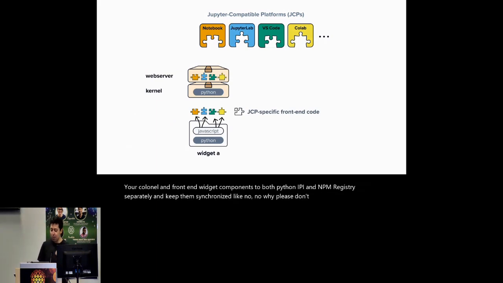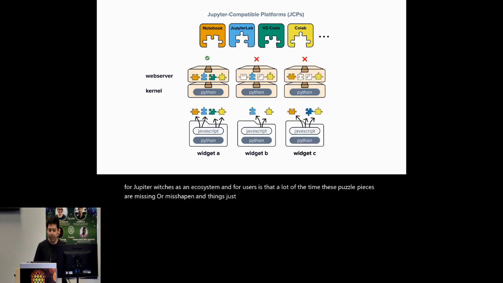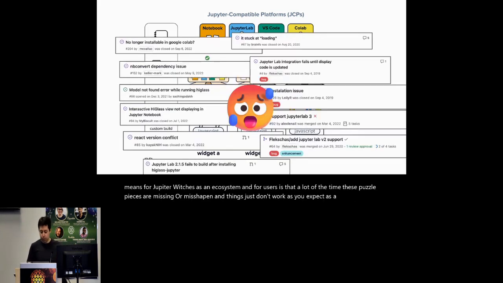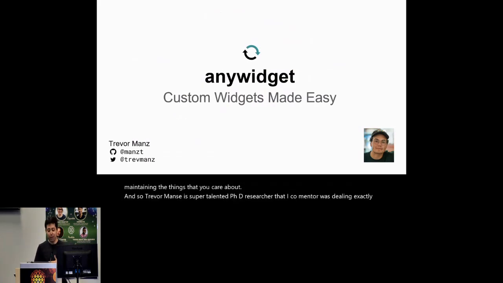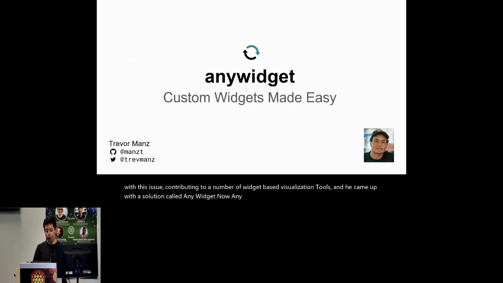What this means for Jupyter widgets as an ecosystem and for users is that a lot of the time, these puzzle pieces are missing or misshapen and things just don't work as you expect. As a widget author, you deal with the burden of ensuring platform compatibility instead of building and maintaining the things that you care about. And so Trevor Manz, a super talented PhD researcher that I co-mentor, was dealing exactly with this issue, contributing to a number of widget-based visualization tools. And he came up with a solution called AnyWidget. Now, AnyWidget is both a standard and a set of authoring tools for making widgets that run universally, easy and accessible to author.